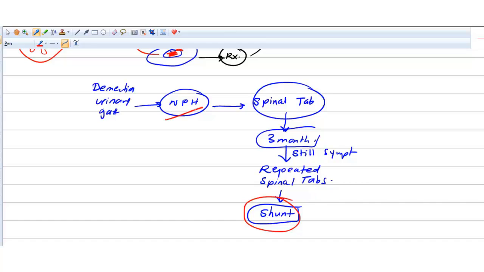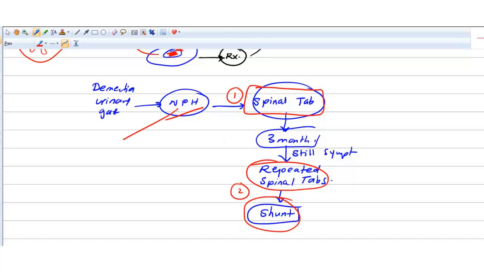So NPH treatment is the following. You will do a spinal tap, and maybe you'll do it multiple times, but if you exceed a certain number, that's it. I mean, there is no way to do a spinal tap every week. So the next treatment will be a shunt. So these are the issues with NPH.